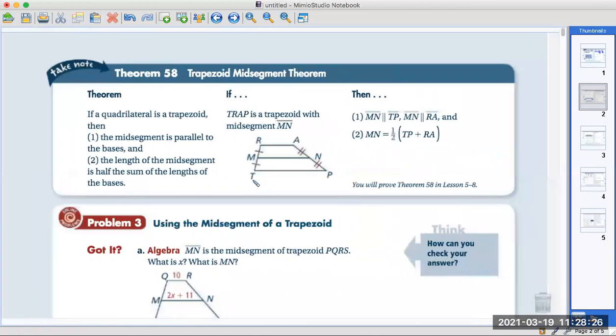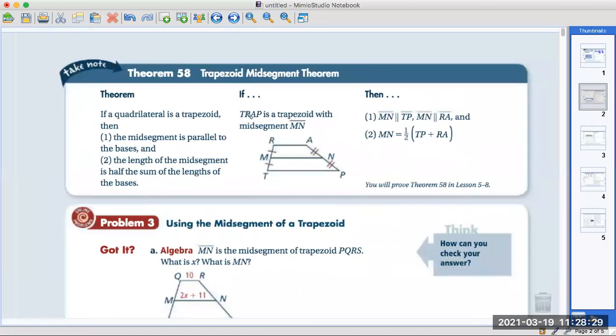There it is up here, trapezoid midsegment theorem. So we always want to highlight these, make sure we always look back on these. If a quadrilateral is a trapezoid, indeed it is, look at it. The midsegment, this is your midsegment. Where do you get it from? The middle of this side to the middle of that side. That's the connection, yeah? The midsegment is parallel to the bases, so that means they're all parallel. Parallel, parallel, parallel. And the length of the midsegment is half the sum of the length of the bases.